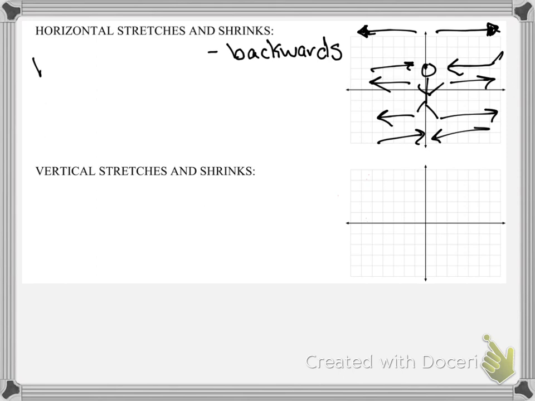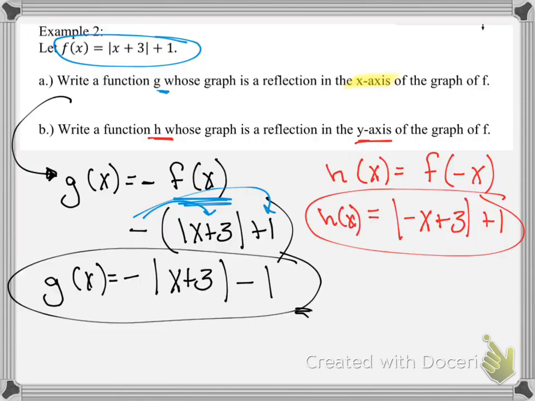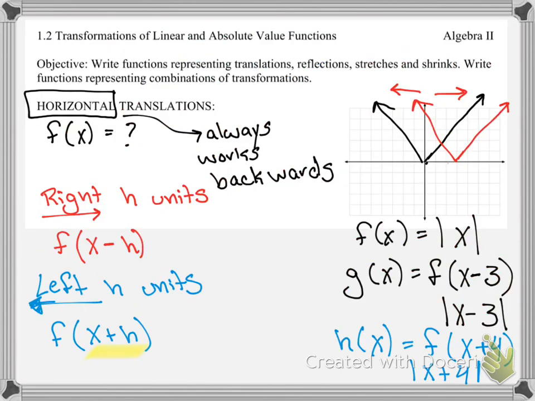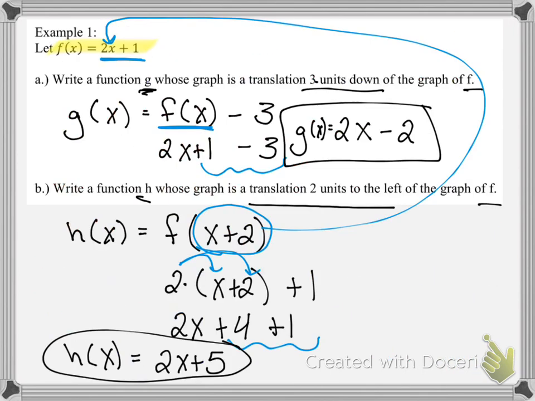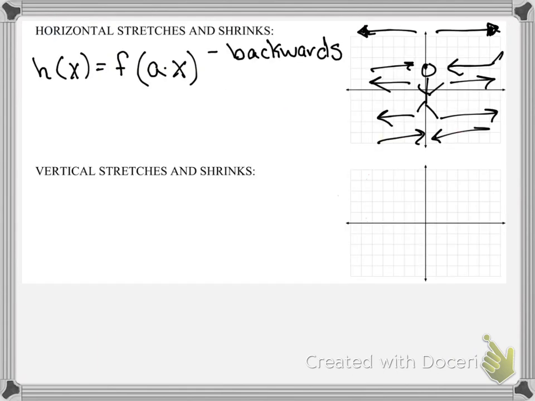So if I want a new function and I want to stretch or shrink it horizontally, left or right, pull it to the side like that, I take my function and I multiply by a number inside the function. So a times x. So I'm multiplying inside the function. Just like for our horizontal translations, we added or subtracted inside the function. For a horizontal stretch or shrink, we multiply inside the function. But again, it works backwards.